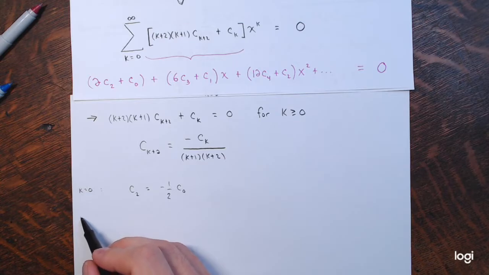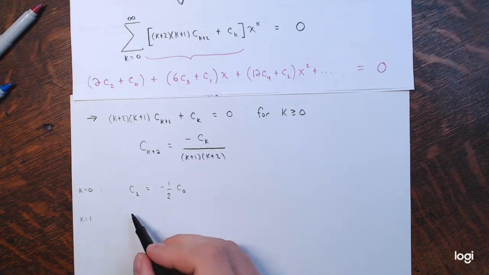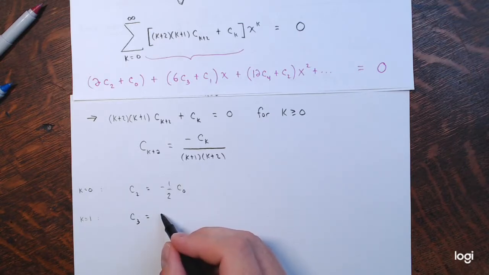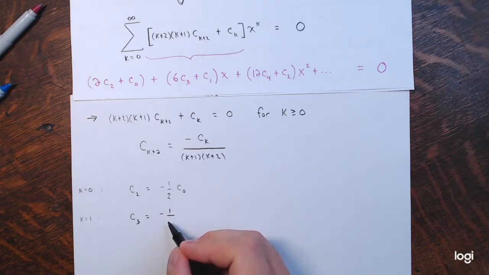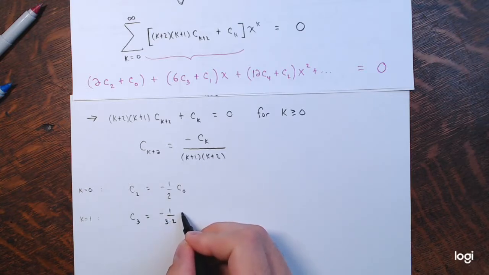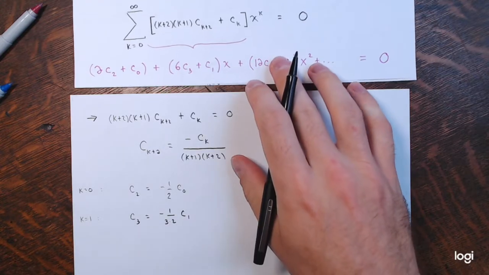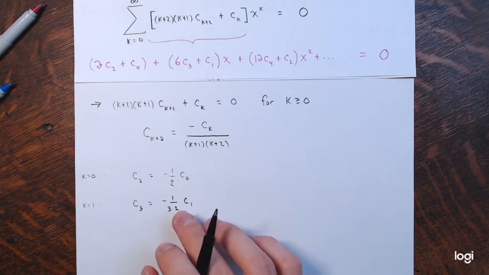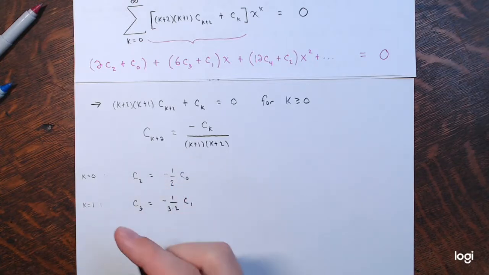Then when k equals 1, we'd have c3 equal to negative 1/6, or negative 1 over 3 times 2. Now again, there's a reason I'm writing it this way. It's 3 times 2, k plus 2 times k plus 1, times c sub 1. Again, I like to try keeping things factored for a while, and maybe we'll see some patterns forming.